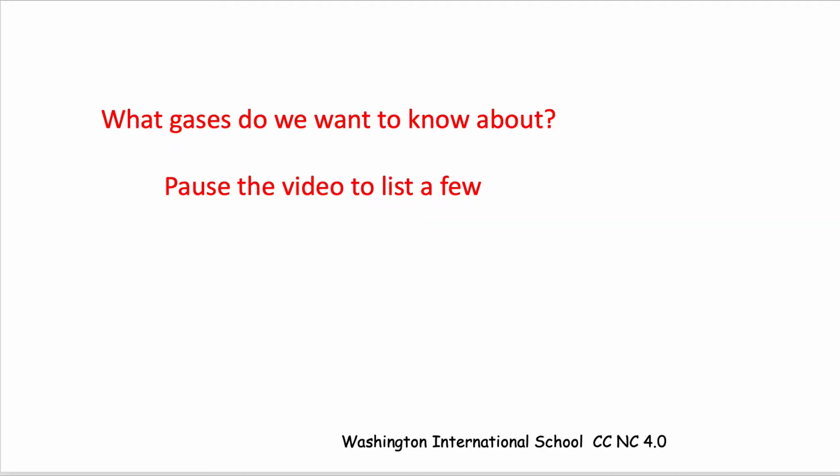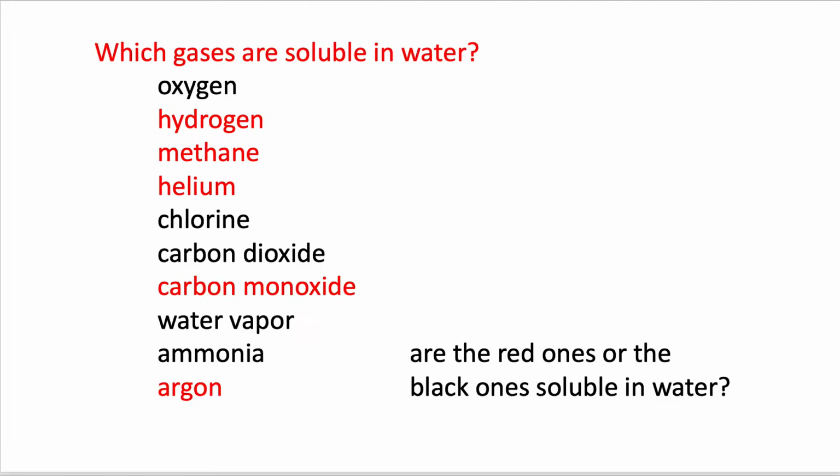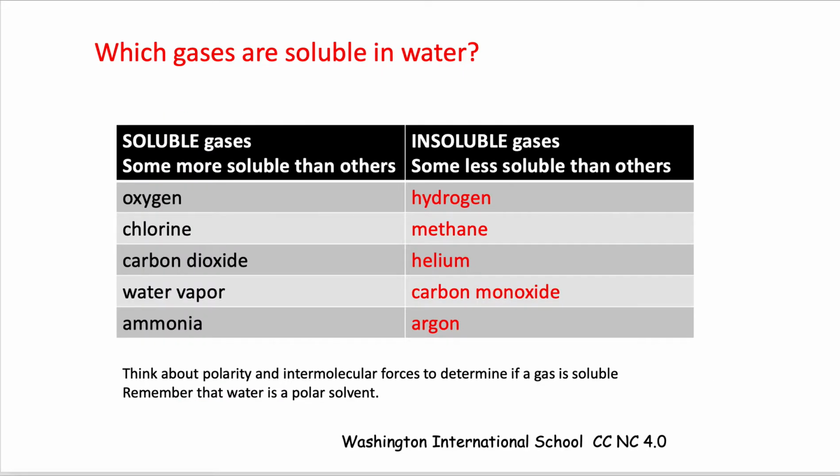And so what gases do we want to know about? So pause the video and then list a few of them. And here's a list, some in red, some in black. One group of them are soluble, one is insoluble. Pause the video and decide which group is which. And here's the list sorted out into the black and red list here.